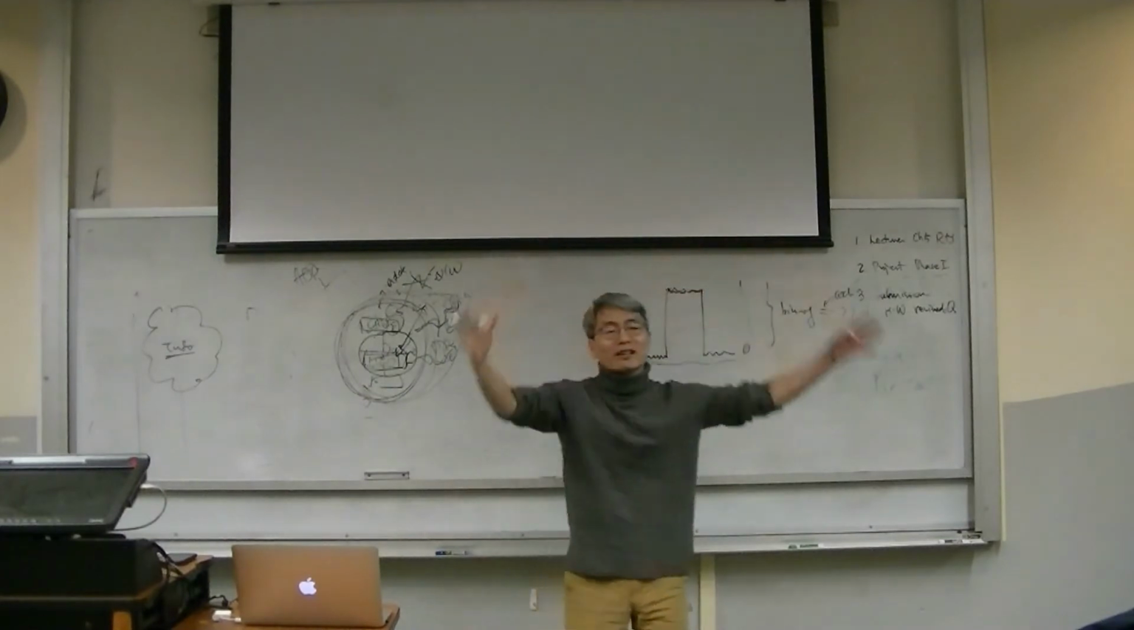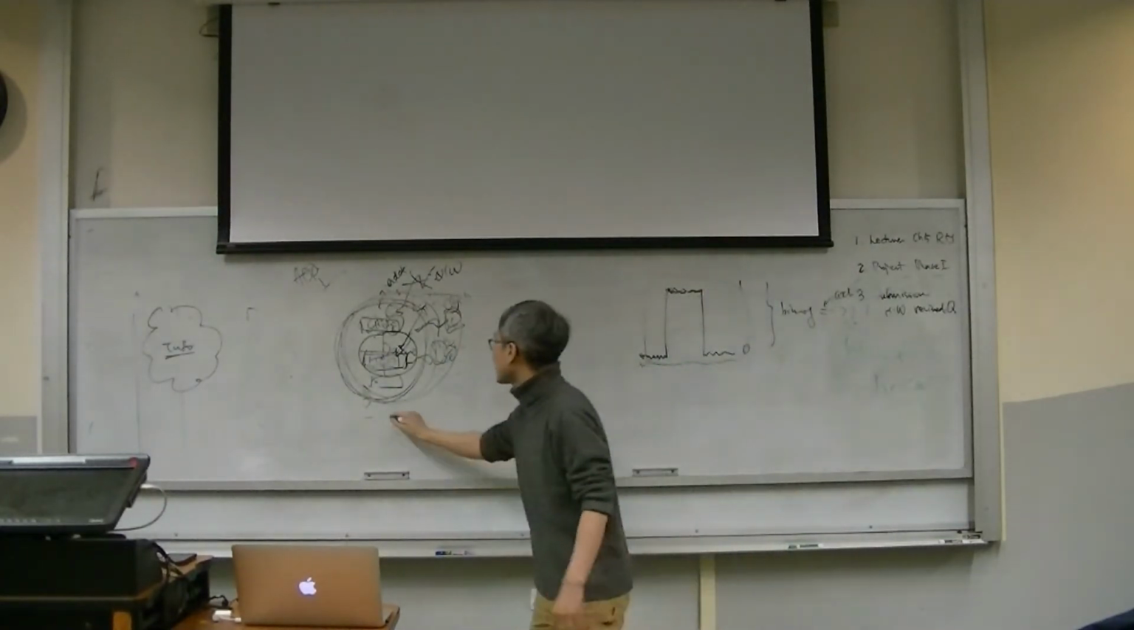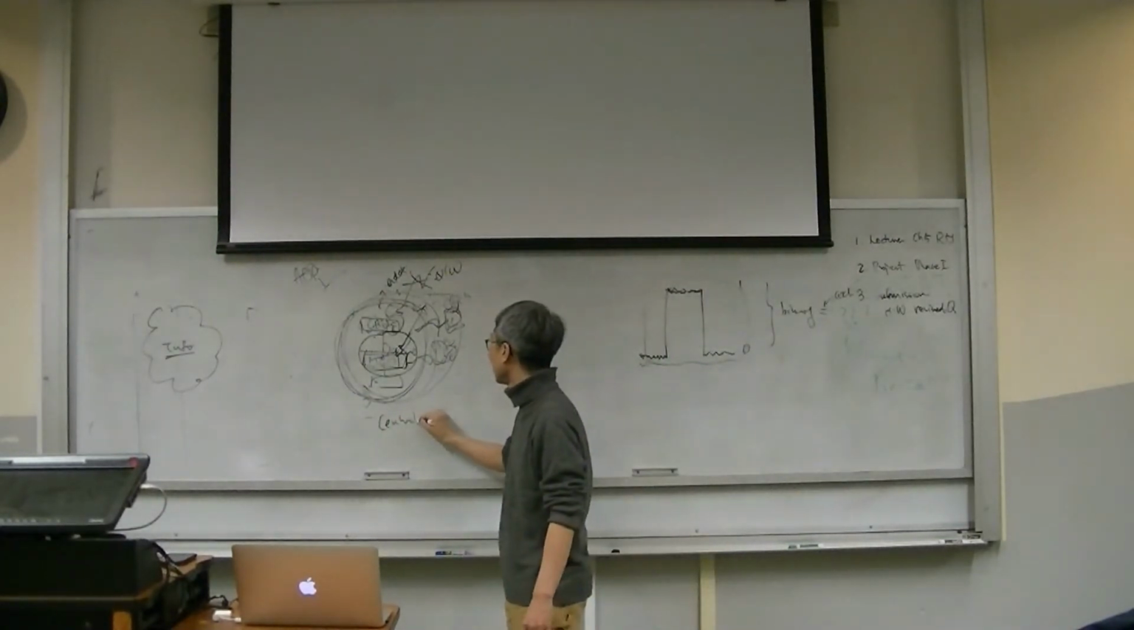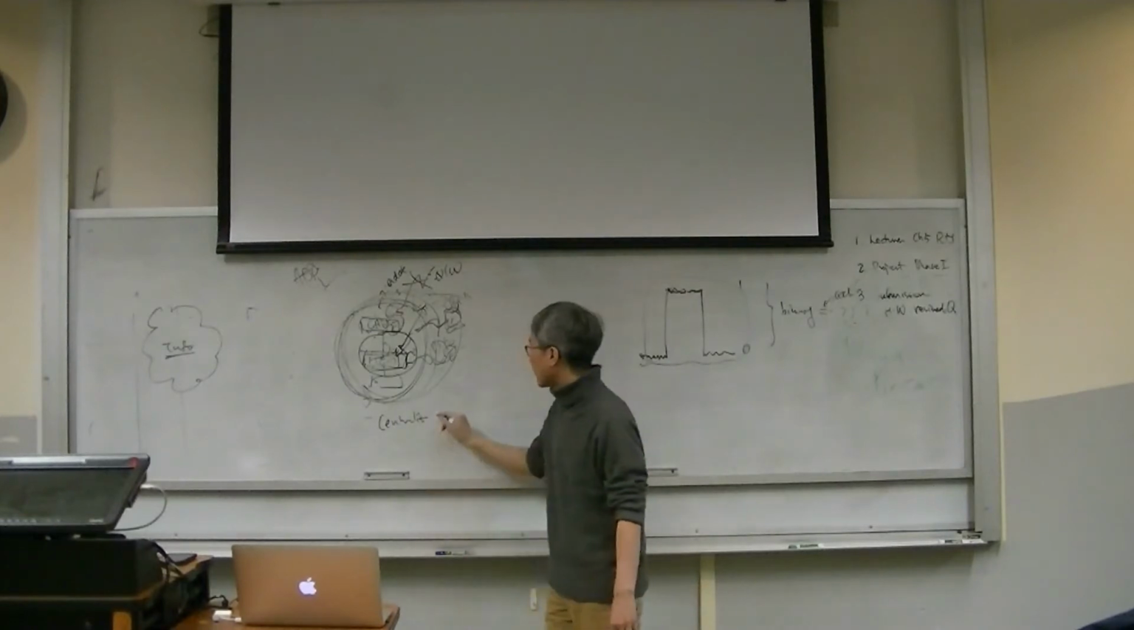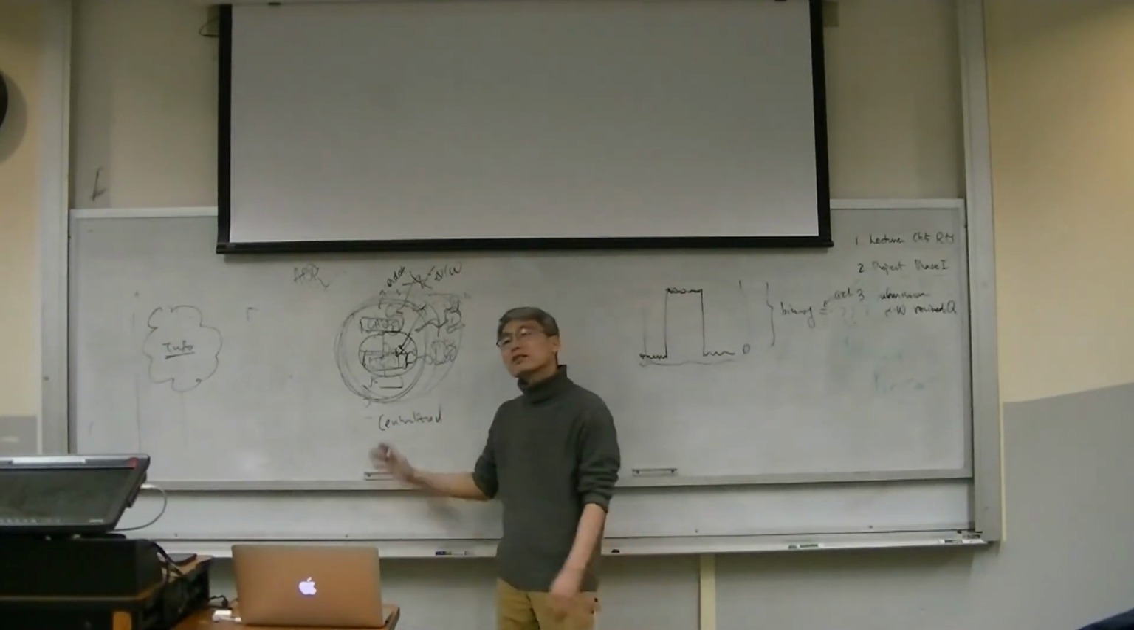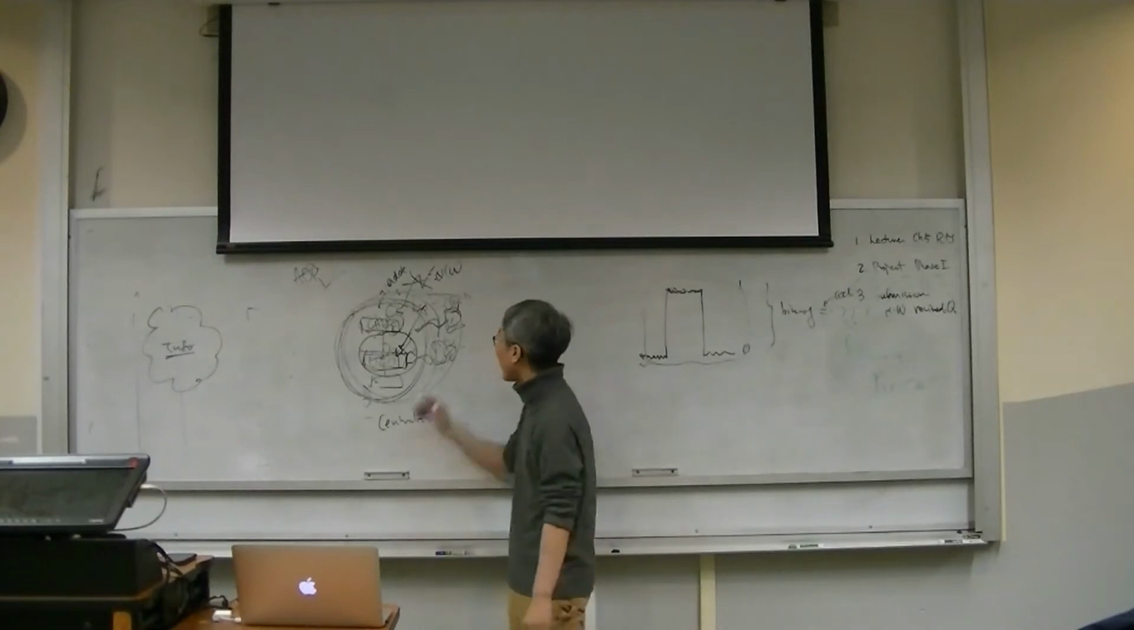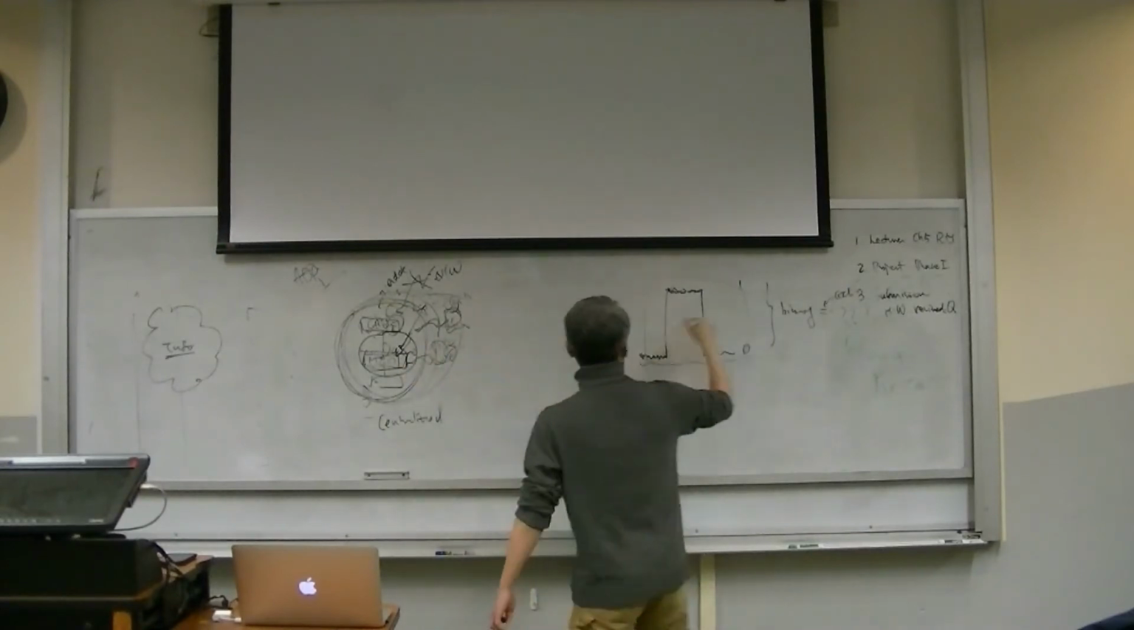It's one box. So this is called a centralized computer system. A centralized computer system has everything, including the database.